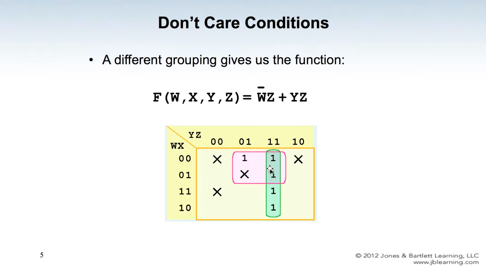So basically, when you consider the don't care condition differently, we're gonna end up with a different simplified function right here. Okay, so in this case, we're gonna have the function represented by W naught Z or with the YZ. Okay, so that's the second function right here.